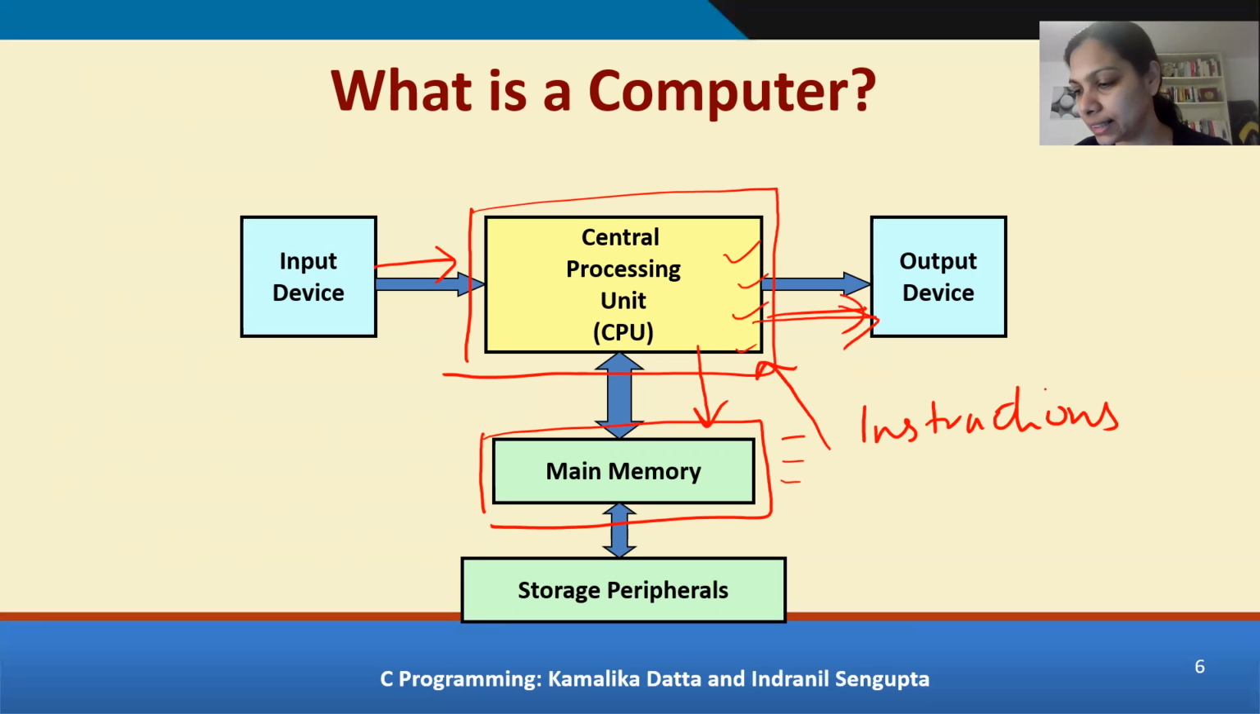And of course, we need certain storage devices because everything cannot be stored in our main memory. Many of these programs and much of the data are also stored in our secondary storage. So this is the basic idea. We get the input, we process the input, we generate the output. How do we process it? The instructions are stored in memory. Each time we need to process them, we bring them to the processor and then we execute them.